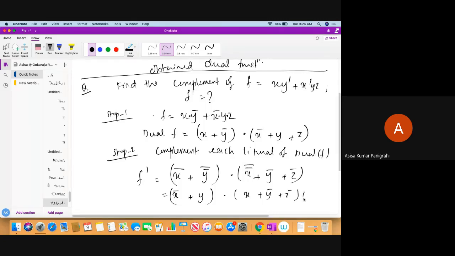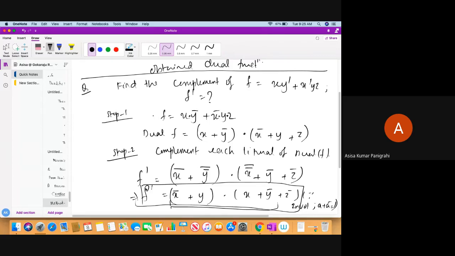So I have used the involution theorem here. What is the involution theorem? A or a bar is 1. So I have used this one. So you can see, you can tally it up. Whatever result we have achieved earlier, we have achieved again here. So f bar is this one.